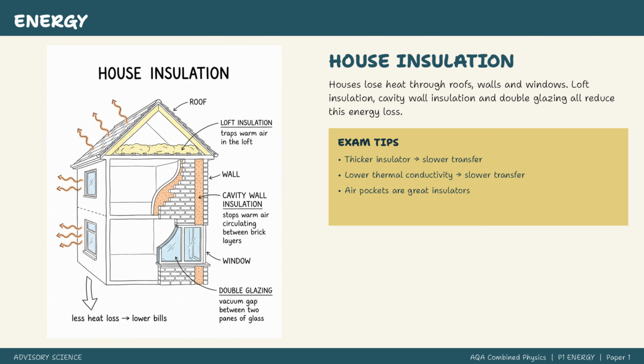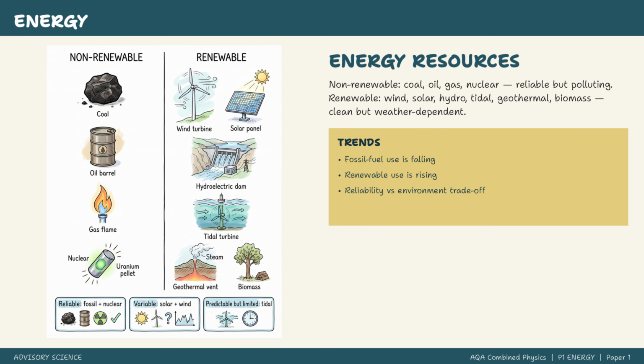Houses reduce energy bills by using loft insulation to trap air, cavity wall insulation to stop air circulating between brick layers, and double glazed windows to create a vacuum gap between two panes of glass. On a larger scale, countries must choose between non-renewable and renewable energy resources to generate electricity.